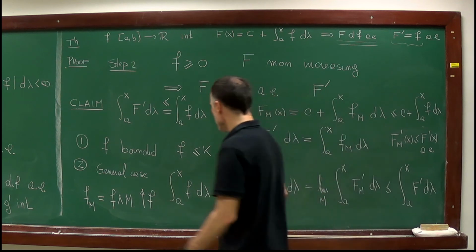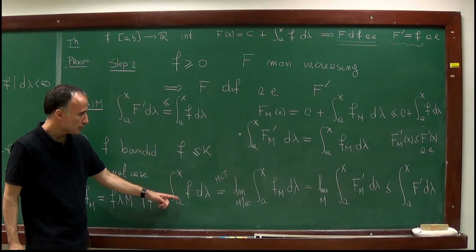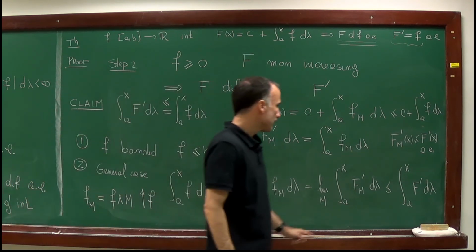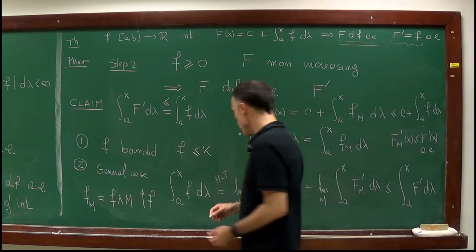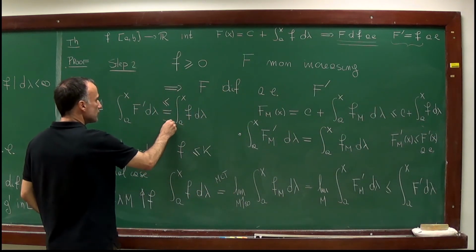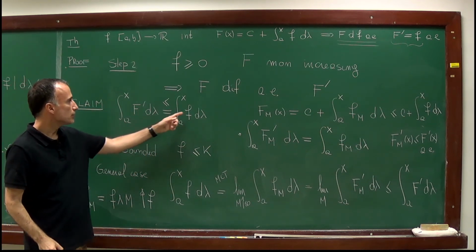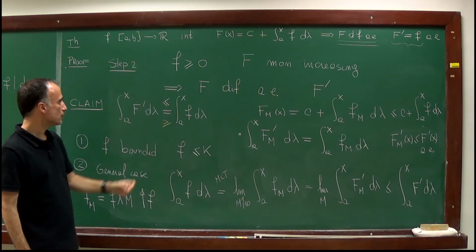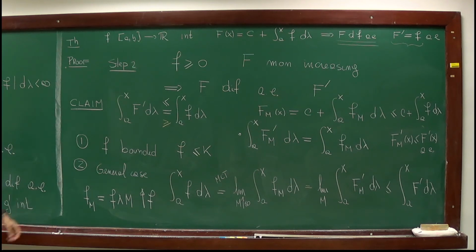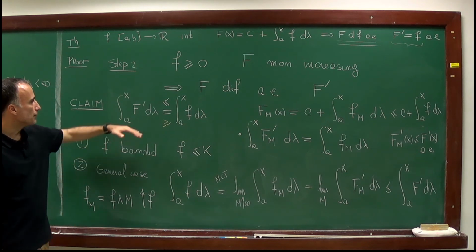And this is the inequality we wanted to prove. We wanted to prove that the integral from a to x of f d lambda is bounded by the integral from a to x of F prime d lambda. So we just proved this inequality, and we knew already that the other inequality was in force. So with these two inequalities, we get the identity, which was the claim in the second step. So this completes the proof of the second step.